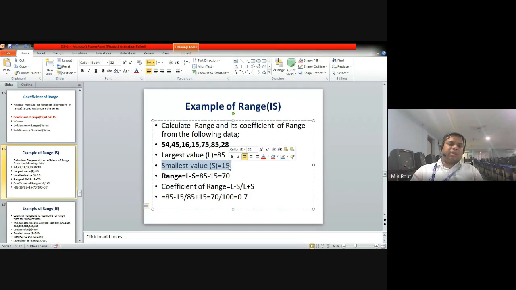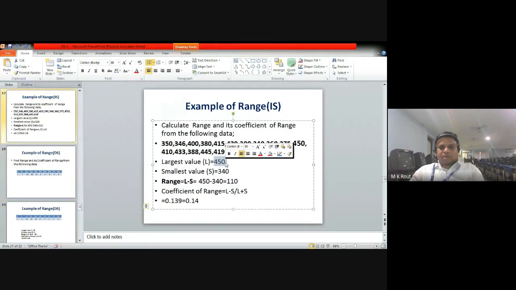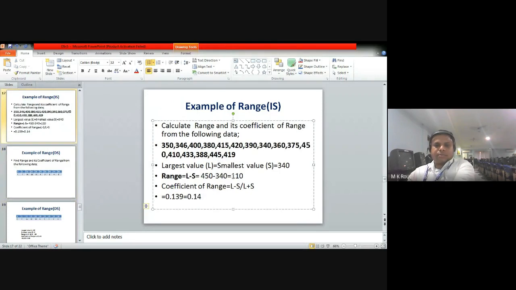In this regard, if you calculate the range, that is L minus S, where L equals 85 and S equals 15, that equals 70. The answer for range is 70. And the next part is the coefficient of range, that is L minus S divided by L plus S. If you calculate the values, you get 0.7, where the L value is 85 and the S value is 15. So this type of question will appear as a 2-mark question in your semester exam. Then moving to the next one, just a minute, I will erase this.